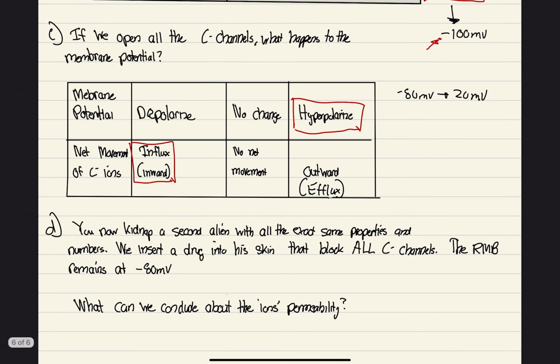You kidnap a second alien with all the exact same properties and numbers. We insert a drug into its skin that blocks all of the C channels. The resting membrane potential remains at negative 80 millivolts. What can we conclude about the ion's permeability?